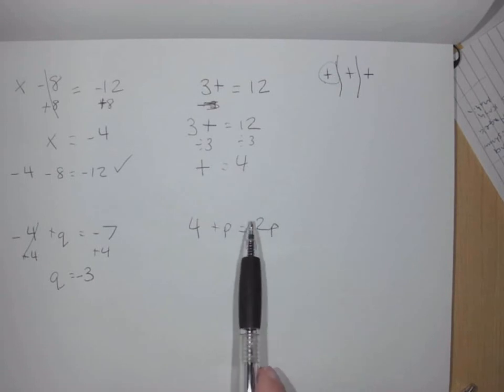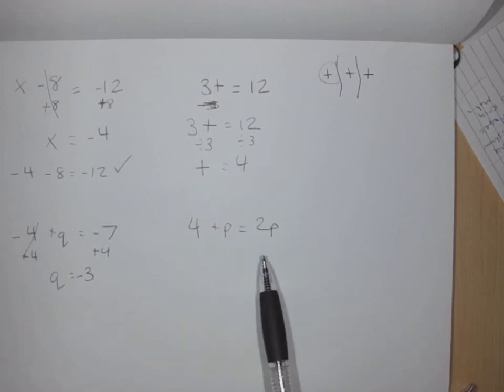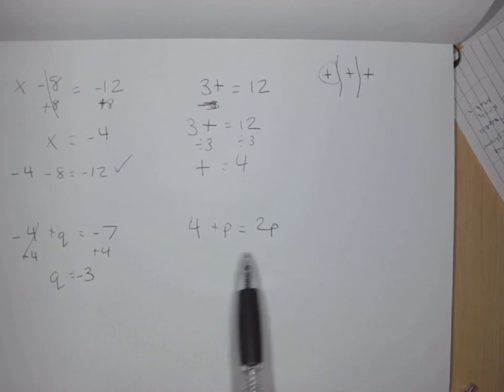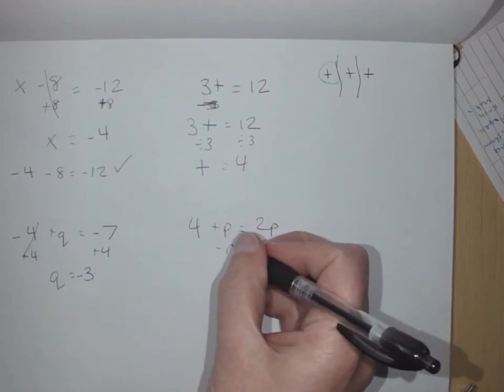keep the p's. Could you do it the other way? Yeah, but then you're going to end up with negative p's, and things are going to get a little more complicated. You can do it, but it's going to take longer. So it's easier to keep the variable on the side with the most of the variable. Since we want the variable over here, that means we've got to get rid of the variable over here. And this time we can subtract p.